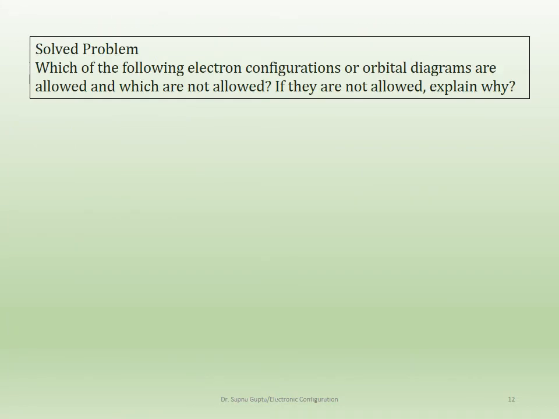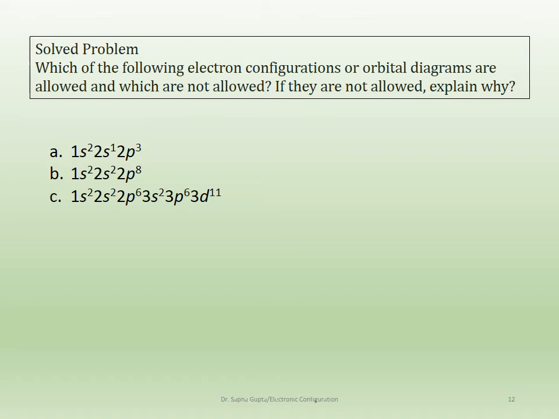Let's look at some solved problems now for electronic configurations. You will get electronic configurations as well as box configurations from me, and then you have to figure out what is wrong with them and explain to me why things are not working for them. So here are three examples that we're going to work on, starting with 1s2, 2s1, 3p6, and so on. Let's look at the first one.